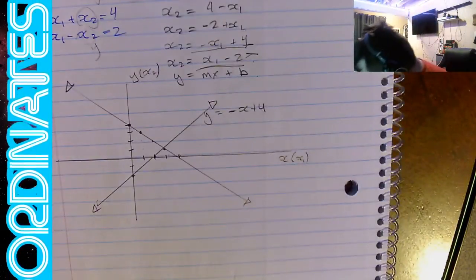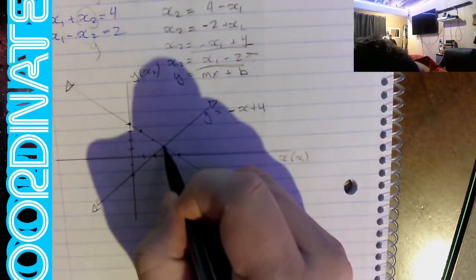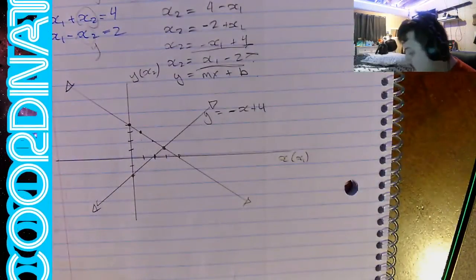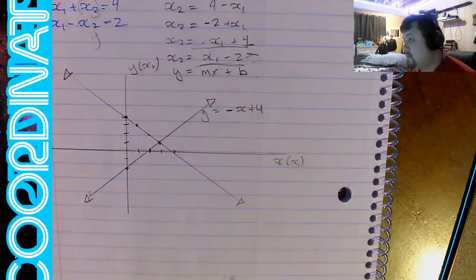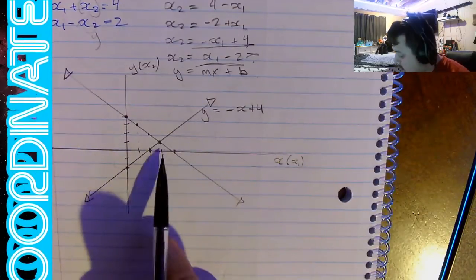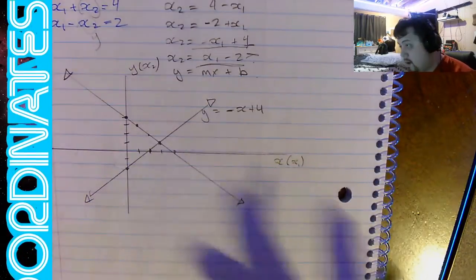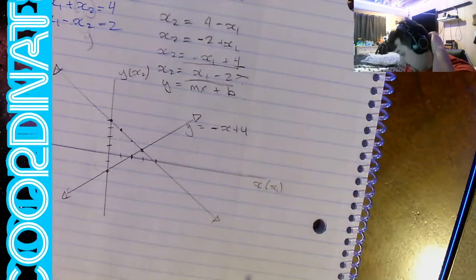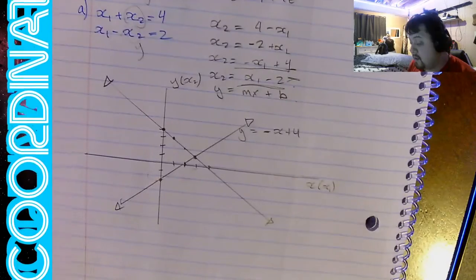Bam. Where do they intercept? Right here. Now, it's probably not completely accurate. It's probably not on 3 because my graph isn't exactly amazing, but essentially that's where it should be. And that's the answer to that one. Very easy.